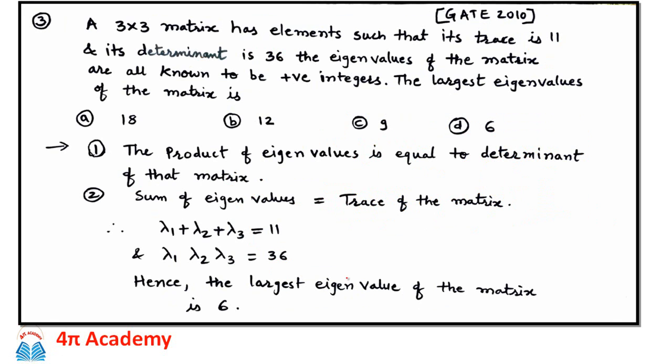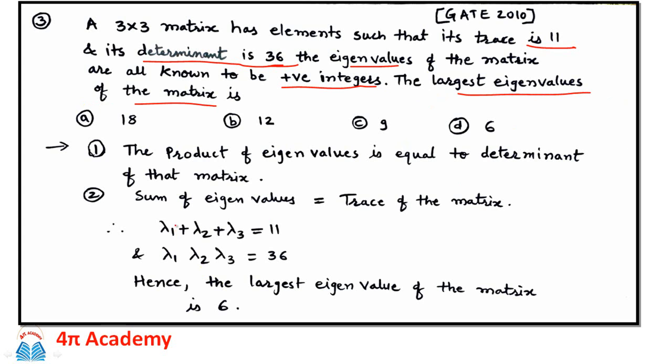Now let us take one more problem from GATE 2010 exam, that a 3 by 3 matrix has elements such that its trace is 11 and its determinant is 36. So its trace is given as 11 and determinant is given as 36. The eigenvalues of the matrix are all known to be positive integers. Now the largest eigenvalue of the matrix is, so you have to find out what is the largest eigenvalue of the matrix, and you are given the options.